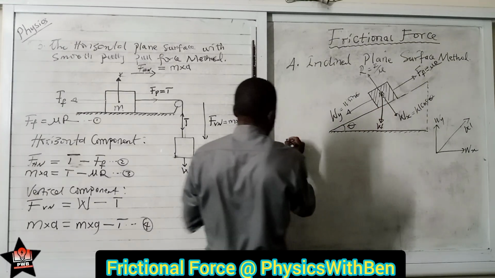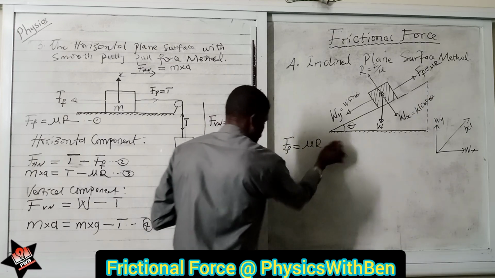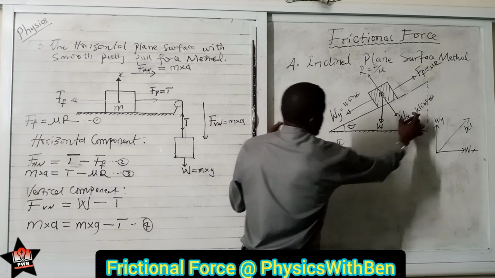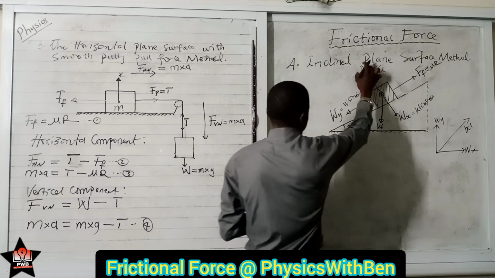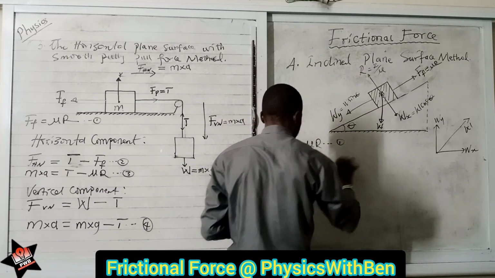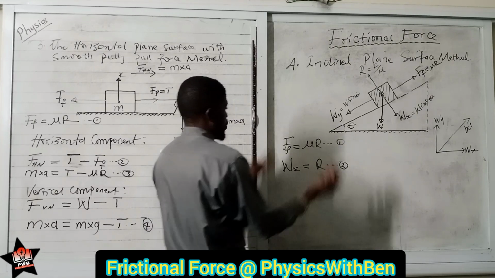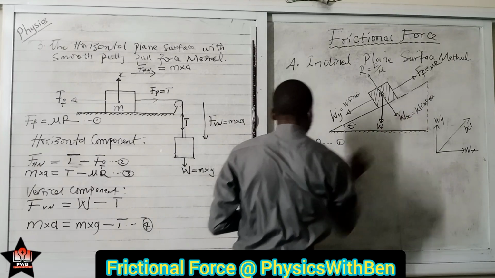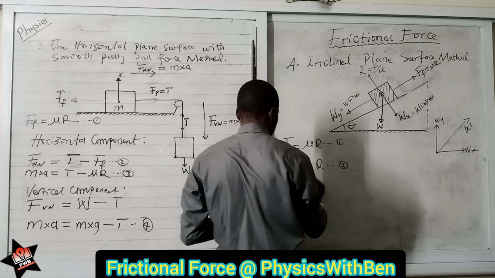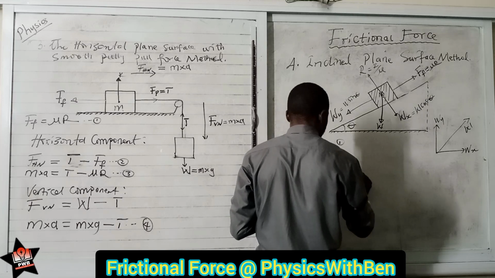So from here we write that frictional force is equal to mu R. We call this equation number 1 always. And then we also write that the horizontal component of this is equal to that. So we write that Wx is equal to that. That becomes our equation number 2. By substituting the values of this, we write that W cos theta is equal to F all over mu. You can call this your equation number 3.